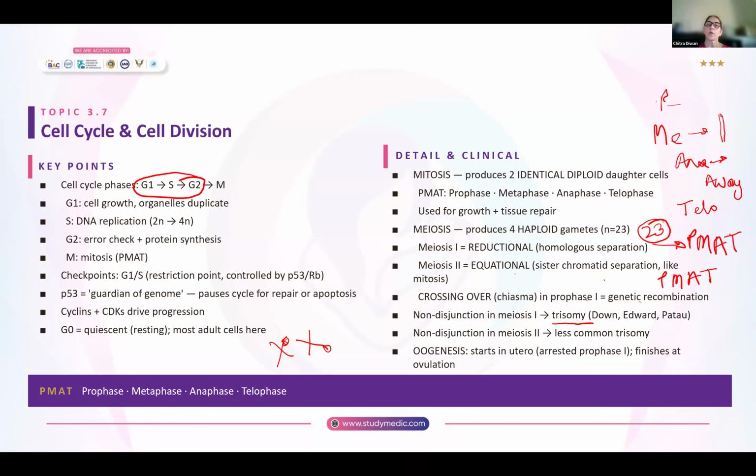Now, another important thing that you have to remember is that in the fetus, oogenesis starts in the uterus, but it is not complete at that time. It is arrested in prophase 1, and this meiosis is completed at ovulation. Once fertilization occurs, you get formation of the second polar body. Please remember this. So the ovum is arrested at prophase 1. Once ovulation occurs, meiosis 1 is completed. Meiosis 2 is completed at fertilization.